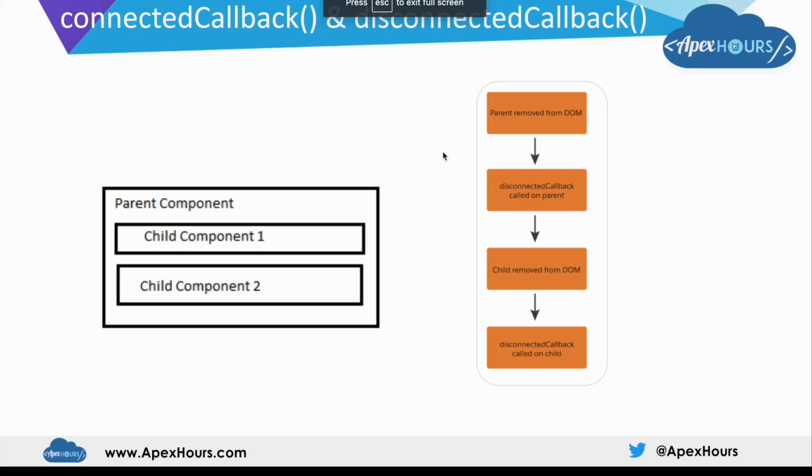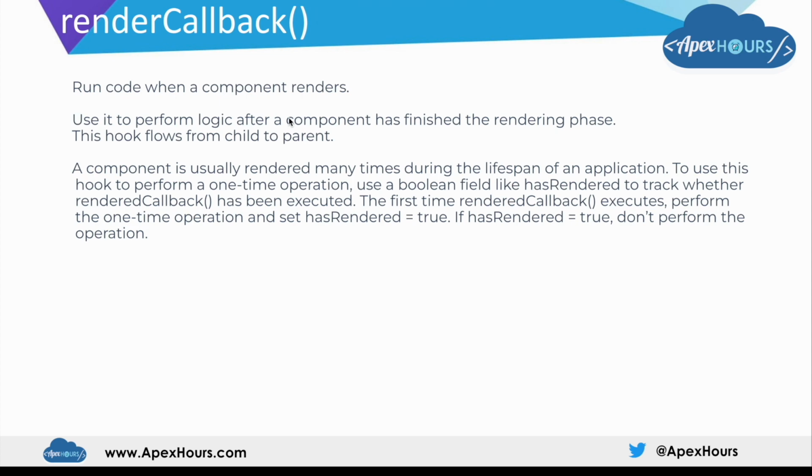You can use render callback when you have to perform tasks once your component is rendered on the DOM, rendered on the screen. You can use it to perform logic after a component has finished the rendering phase. This hook flows from child to parent. Okay, please make sure you note this point. First, it will be called on the child, then the parent. If you have a long hierarchy like parent, child, and grandchild, it will be called on the grandchild first, then the child, and then at the end, on the parent.